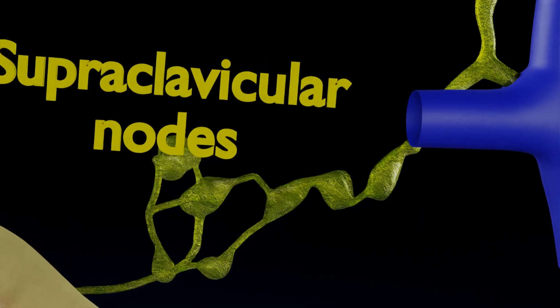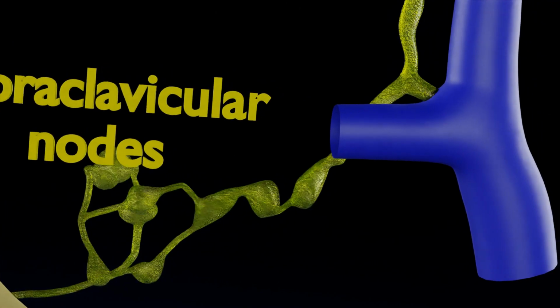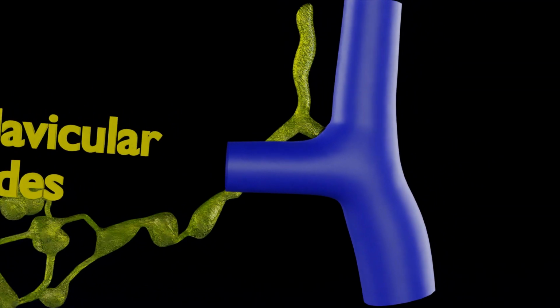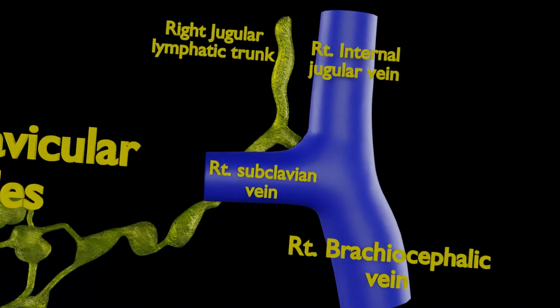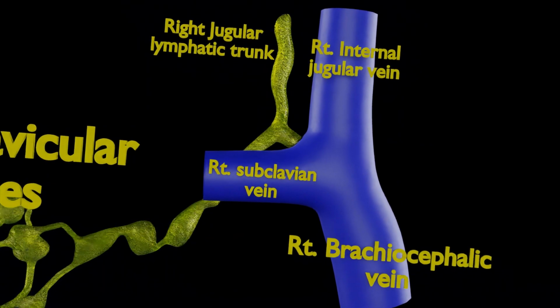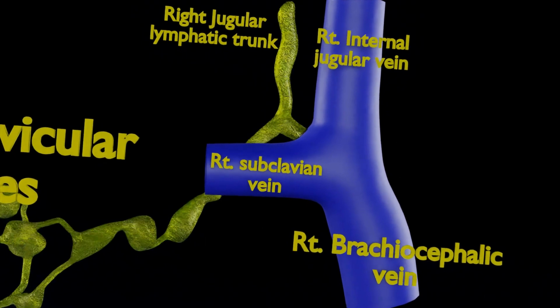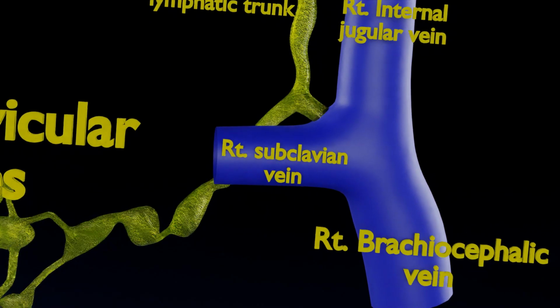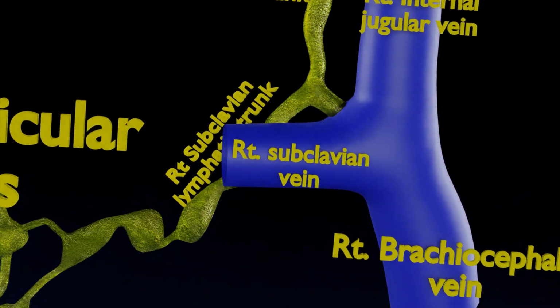More specifically, the right supraclavicular lymph nodes drain the breast, lung, and upper esophagus, while one of the left supraclavicular lymph nodes, Virchow node, receives lymphatic fluid from the thoracic duct, abdominal cavity, and thorax.